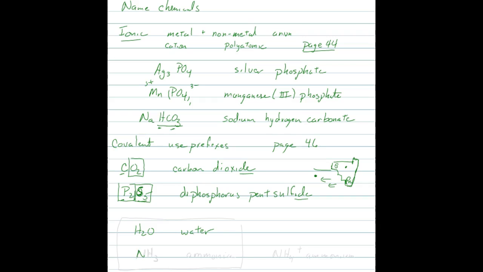The other exception is NH3. NH3 is not nitrogen trihydride, it is ammonia. It's not a polyatomic ion, so it doesn't end with "ium." So this is ammonia, because it ends with 3. Remember, NH4 plus is ammonium. So these are the two exceptions where we use the common name rather than the scientific name. That ends this lesson on chemicals.